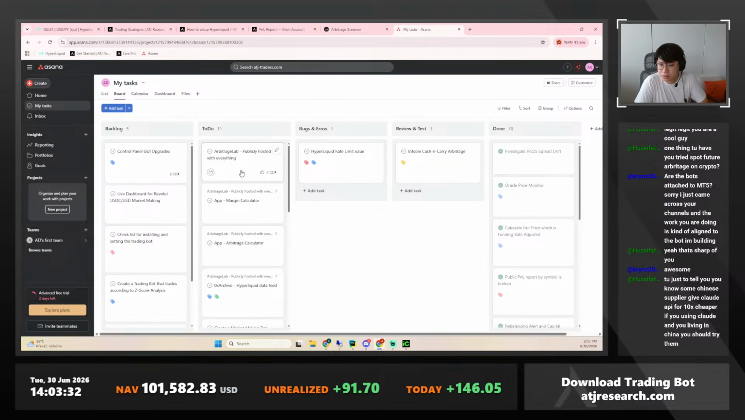Just to tell you, some Chinese supplier gives Claude AI 10x cheaper. If you're using Claude and living in China, you should try. No, I live in Prague. It's in Europe, so probably not applicable for me.